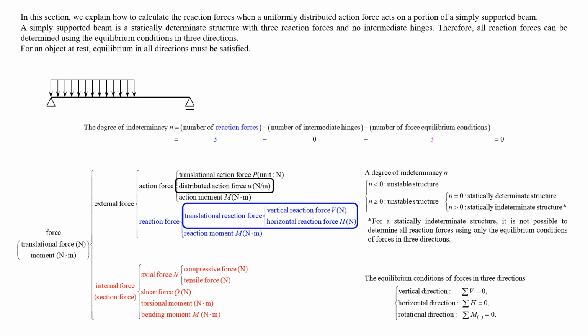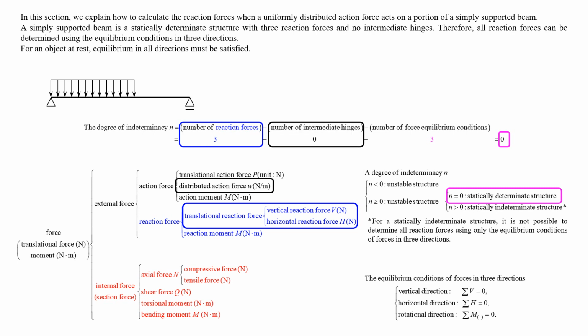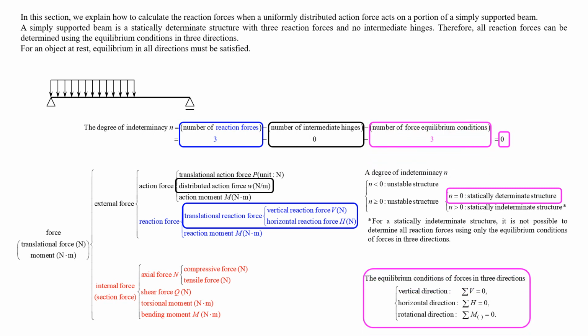A simply supported beam is a statically determinate structure with 3 reaction forces and no intermediate hinges. Therefore, all reaction forces can be determined using the equilibrium conditions in 3 directions. For an object at rest, equilibrium in all directions must be satisfied.